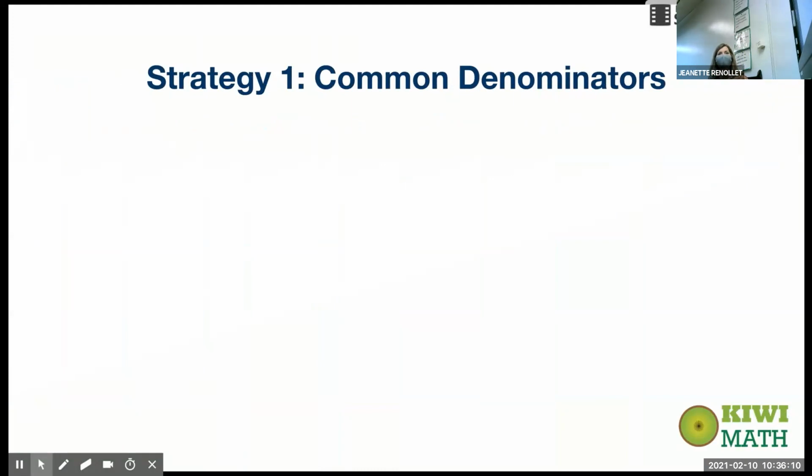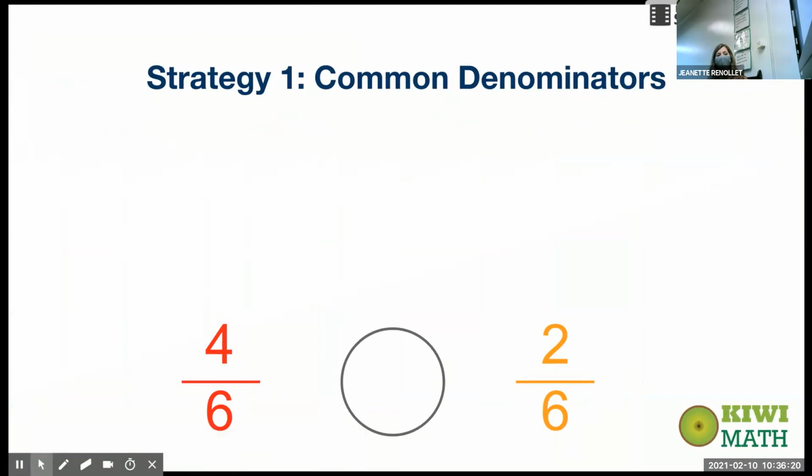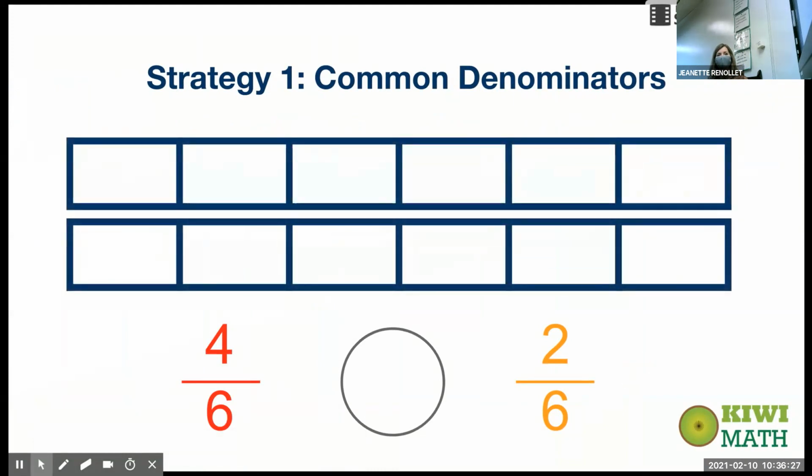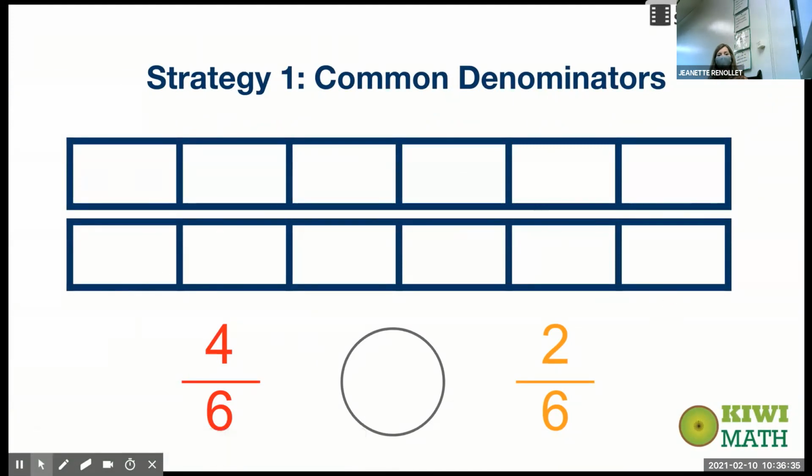So the first strategy is called common denominators, and we use this strategy when we have 2 fractions that have the same denominator. In this case, the denominator is 6. And in order for us to figure out what's more, 4/6 or 2/6, we have to think about what the denominator actually means. If we take a look at both of the wholes that we're talking about, the whole for 4/6 and the whole for 2/6, both of these wholes are cut into 6 equal pieces, which means that the sizes of the pieces in each whole are the same. And that's what our denominator means. It actually tells us the size of the piece.